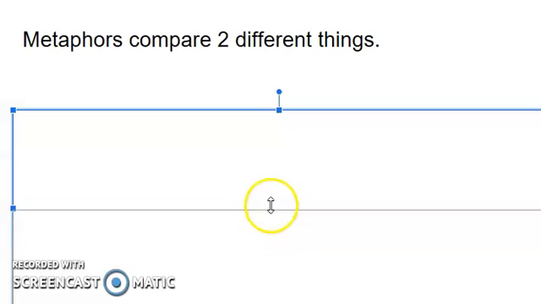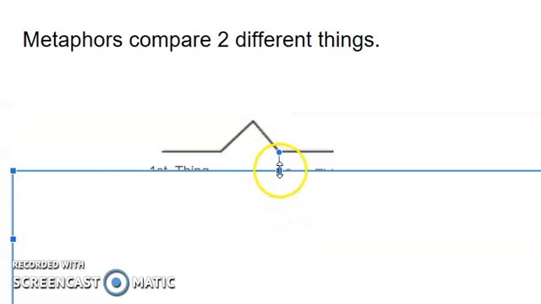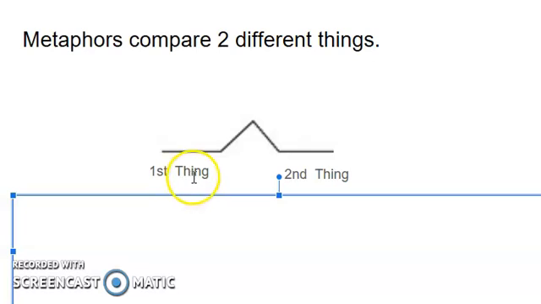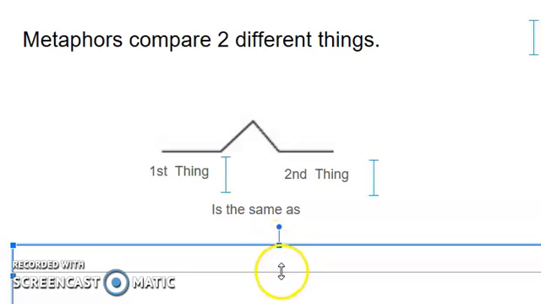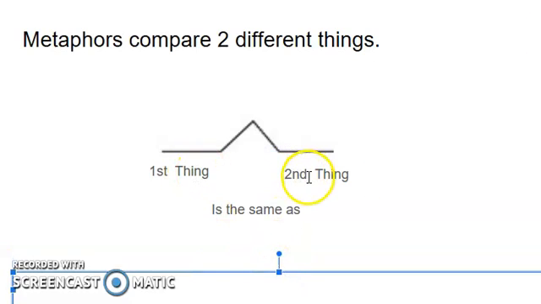This is a bridge map. A bridge map can show how two things are different or similar, how one thing is different from the other thing, or how one thing is the same as the other thing. So you are thinking, this is the same as this.